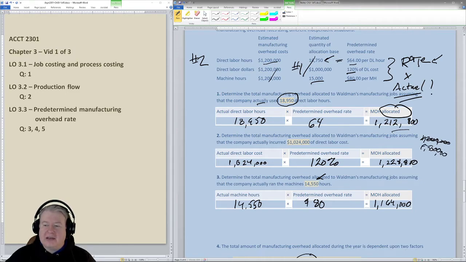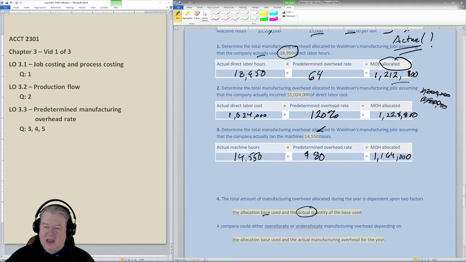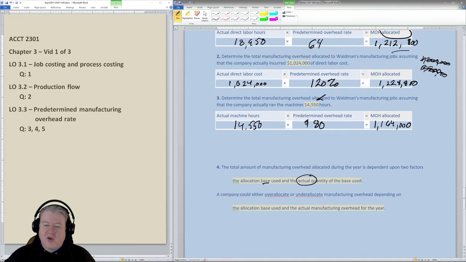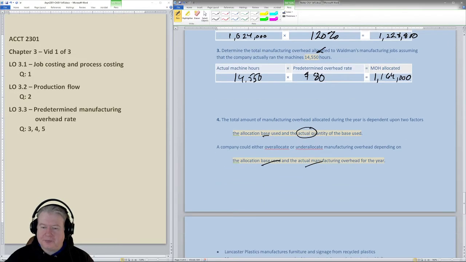And so that is the idea of over allocation and under allocation. Remember, this is just my best guess at this point in time. So the company could over allocate or under allocate depending upon the base used and the actual manufacturing. Very rarely will we guess exactly right. There's always going to be a little over allocation or a little under allocation. We just want that number to be as small as possible.